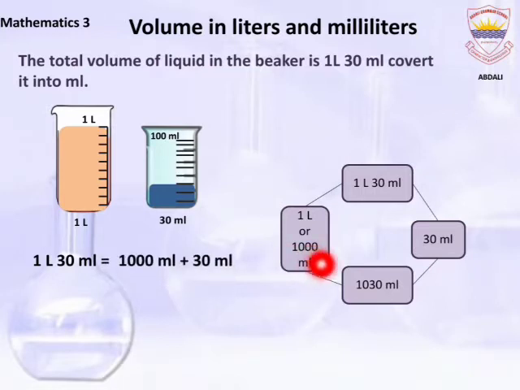First of all, we separate this. 1 liter is equal to 1000 milliliters. Add this milliliter volume with 30 milliliters. When we add this, we get 1030 milliliters. When we convert 1 liter 30 milliliters, we get 1030 milliliters.